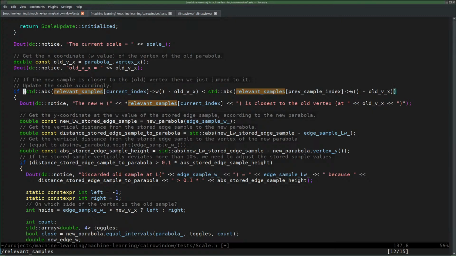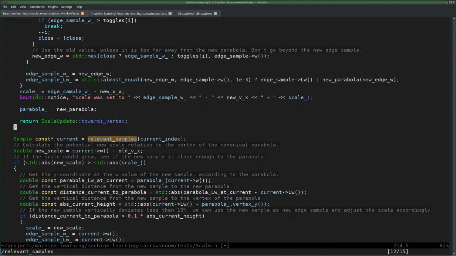See, we understand this line as well then. Relevant samples current index, the one that was last added, minus old vx abs. Yeah, that should be larger than the other one, so it's not less than. Okay, true. Then we are here. Current is the one that was just added.